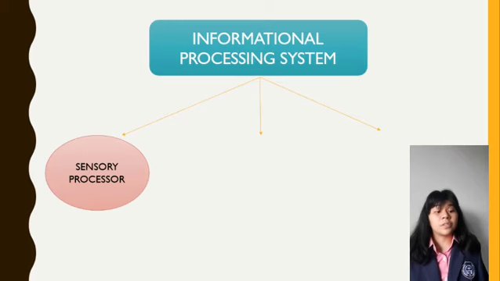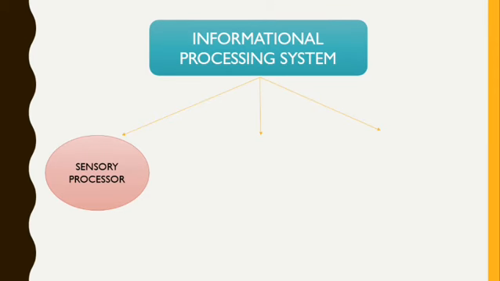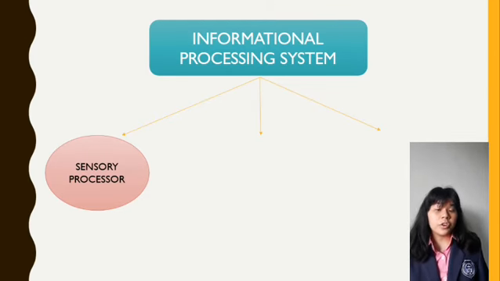Memory is often understood as an informational processing system with explicit and implicit functioning that is made up of a sensory processor, short-term memory, and long-term memory. Sensory processing is the process that organizes sensation from one's own body and the environment, thus making it possible to use the body effectively within the environment.